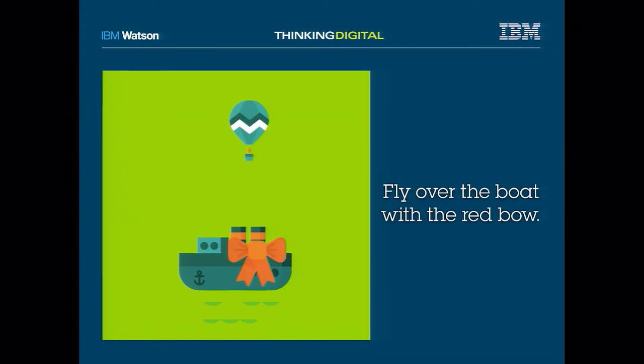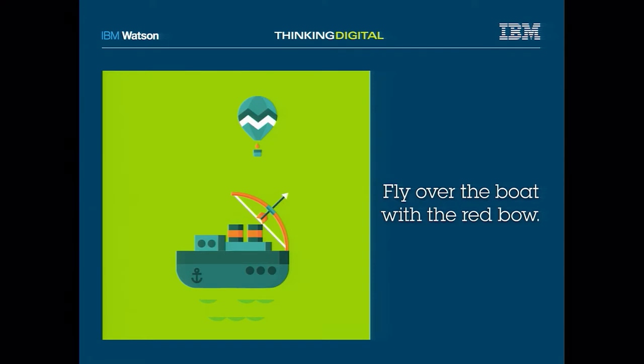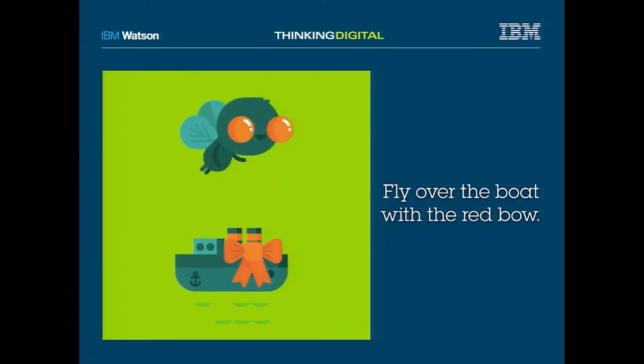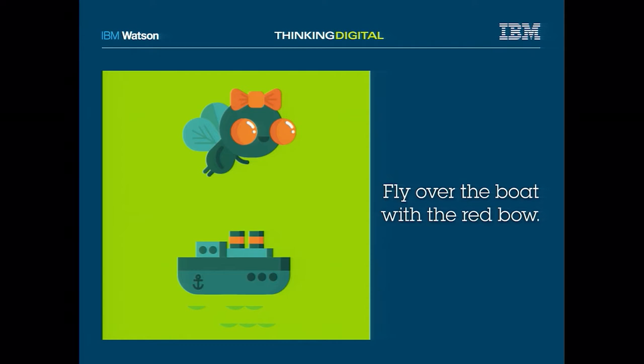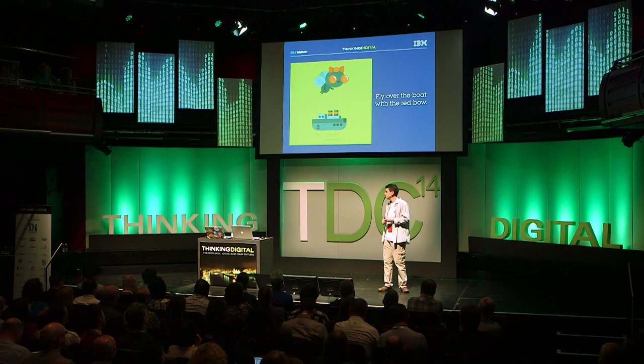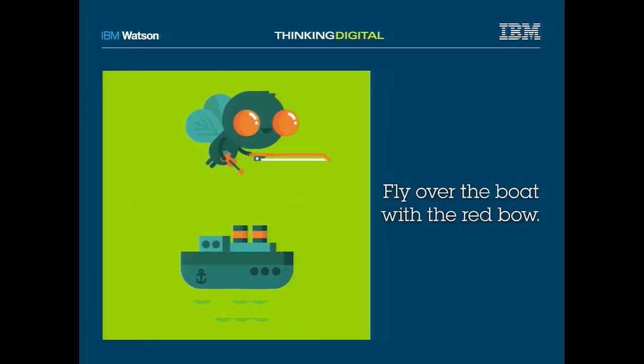Did I mean fly as a verb or as a noun? Did I mean bow or bow? And if I mean bow, did I mean a ribbon and bow? Or a bow and arrow? Or a violin bow? When we read English, we have to choose between the different possible interpretations of the sentence using our knowledge of the context that the sentence is in, our knowledge of the things mentioned in the sentence.